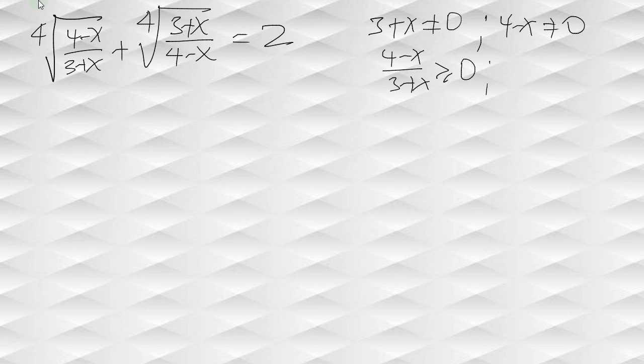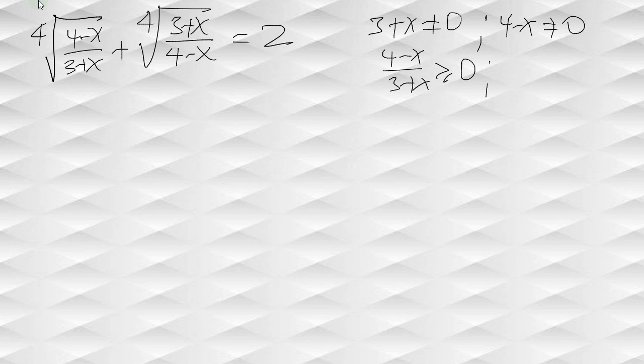Well, we have denominators here. We know that our denominators have to be different from 0, both of them. So we're gonna have 3 plus x has to be different from 0, and we have also that 4 minus x has to be different from 0 as well. We're gonna have that 4 minus x divided by 3 plus x has to be greater than or equal to 0, right? And the other one is just the inverse. So we have to consider these conditions.